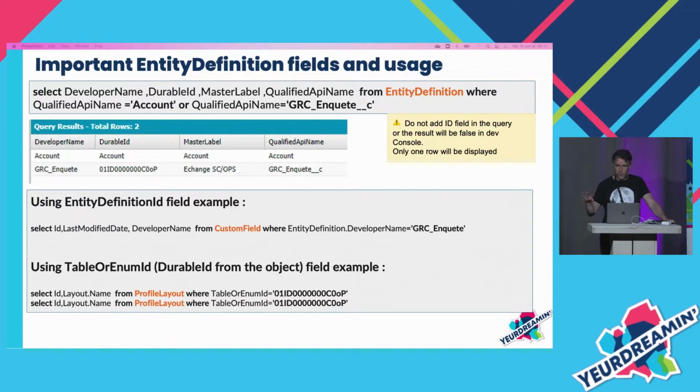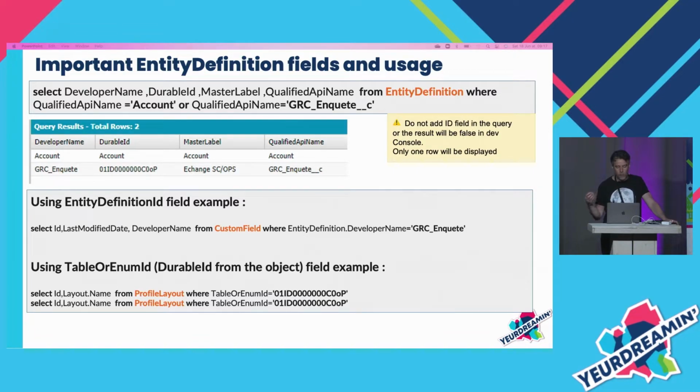For a specific object, I give another example, which is profile layout, that we will also show today. This object doesn't use the EntityDefinition ID. It just uses what we call the TableEnumOrId, which is a nightmare for me because there is no way to refine it. You have to provide the durable ID of the object. If it's a standard object, it will be the name of the object. But as soon as it is a custom object, you will first have to find the durable ID of the object. Then you can use the filtering. So just be aware.